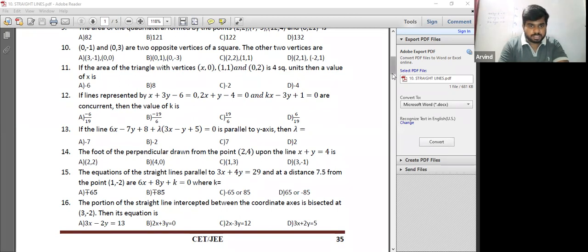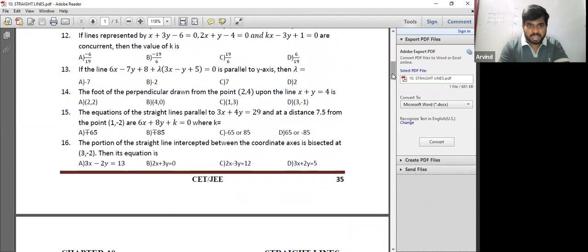This is a very easy one. If a line is parallel to the y-axis, if the line 6x minus 7y plus 8 plus lambda into 3x minus y plus 5 equal to 0 is parallel to the y-axis. Simple logic: if a line is parallel to the y-axis, remember this, then the coefficient of y should be equal to 0.